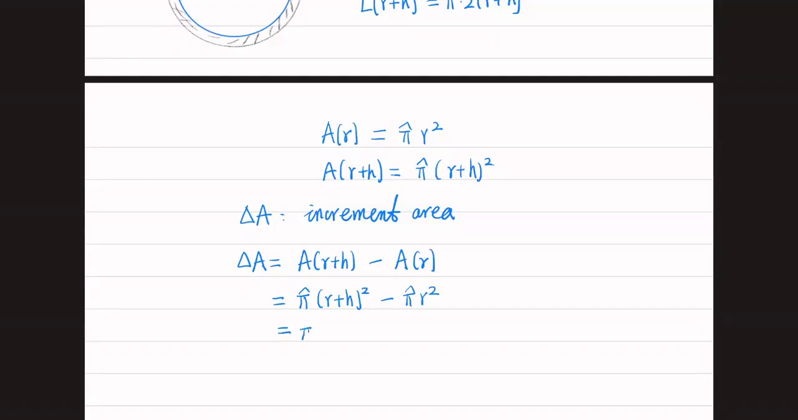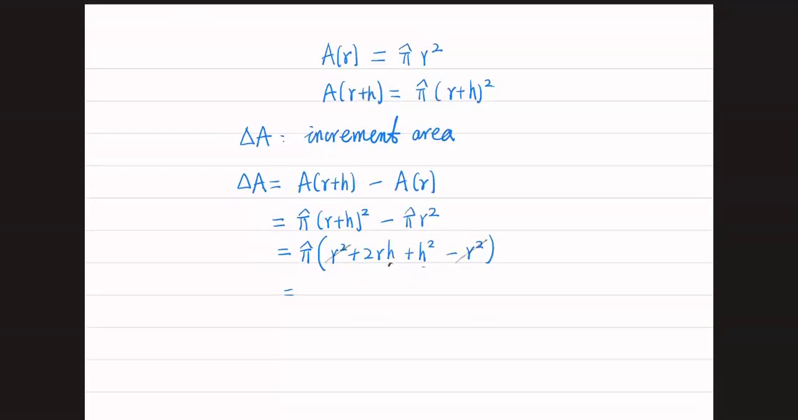Okay. Common factor. The difference, so this will be r squared. Some cancellation, very straightforward. Then h is a common factor. Okay. Factor it out, we get pi h times 2r plus h. Okay, now we have a formula for the increment of the area.